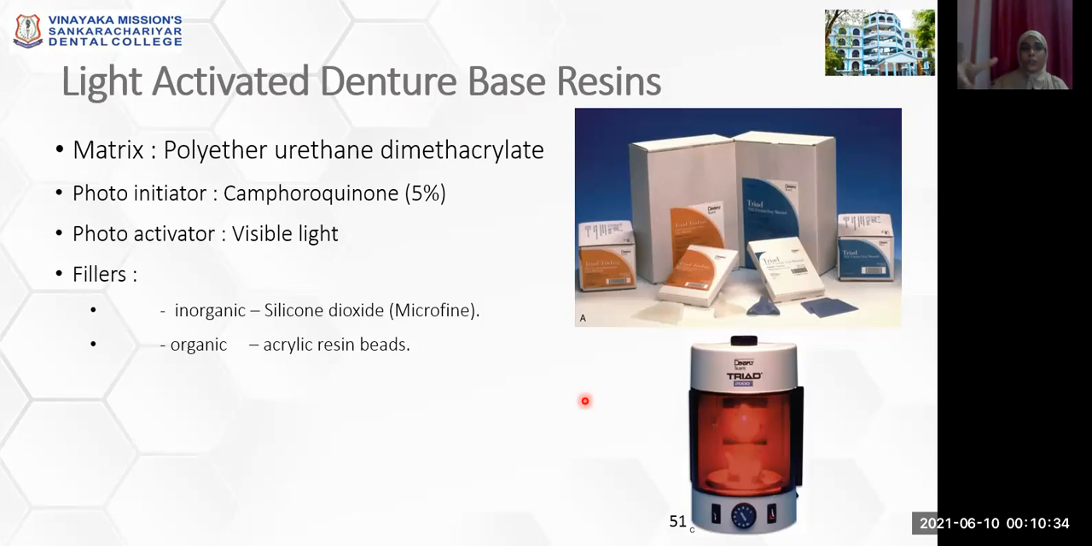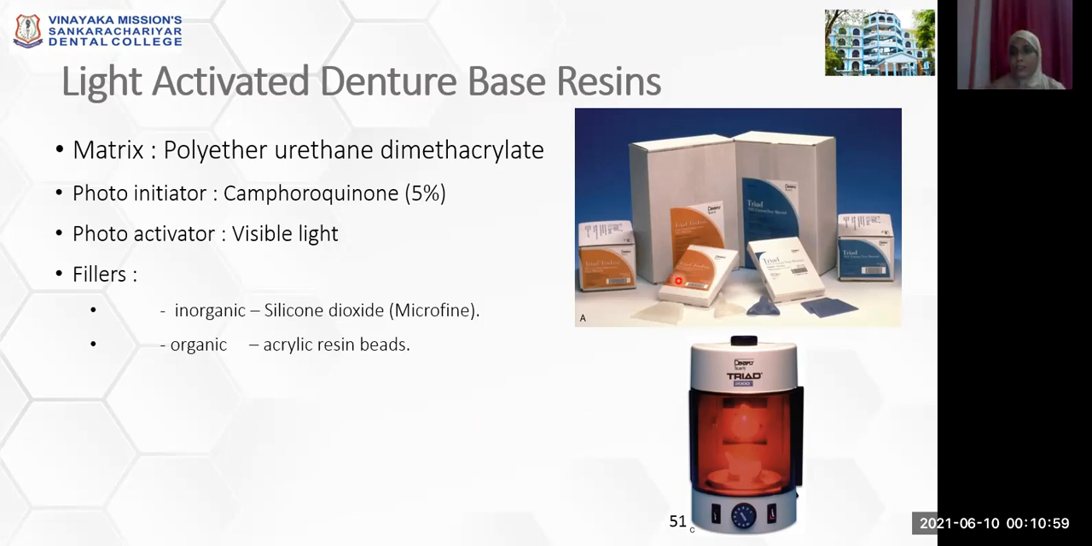You also add to it certain fillers, which can be organic like acrylic resin beads, or it can be inorganic in the form of silicon dioxide. The basic matrix here in light activated denture base resins is not polymethyl methacrylate, but it is polyether urethane dimethacrylate. Instead of PMMA, we are going to add polyether urethane dimethacrylate.